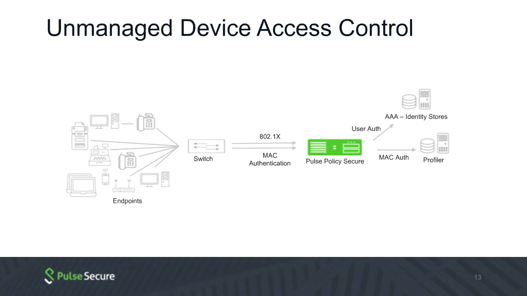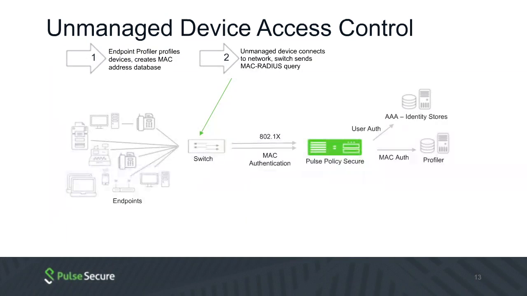So that's all well and good when you have a laptop with a user on it, but what about the variety of devices that are coming into the network that don't have a user? In this case, you have these devices and you assemble a database of the different endpoints that are seen in the network. And this could be done either manually by an administrator or it can be done automatically by a profiling solution. So when an unmanaged device connects to the network, the switch will query Policy Secure based on the MAC address since there's no user identity. So we can look up that MAC address in this backend database and identify what role is appropriate for that device.